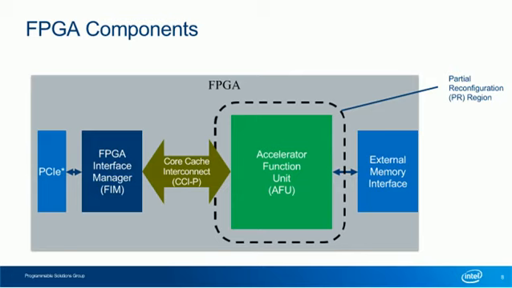The FIM is connected to the user-created Accelerator Function Unit via the Core Cache Interconnect Programmable, or CCIP interface, which defines the accelerator side of the interface. If you're designing the AFU using OpenCL, then you don't need to know the details of how the CCIP interface works, as that is abstracted away in the OpenCL flow. However, if you're designing your AFU using the RTL flow, then you will need to ensure your AFU conforms to the CCIP standards. The entire AFU is located on the FPGA in the partial reconfiguration region.